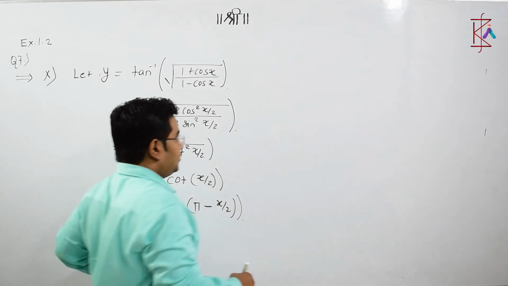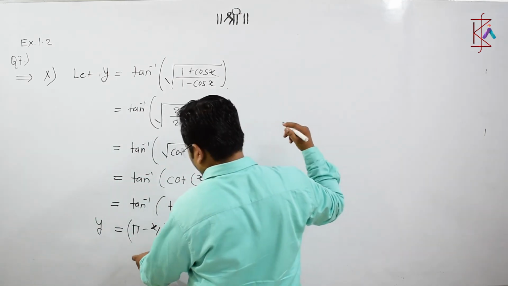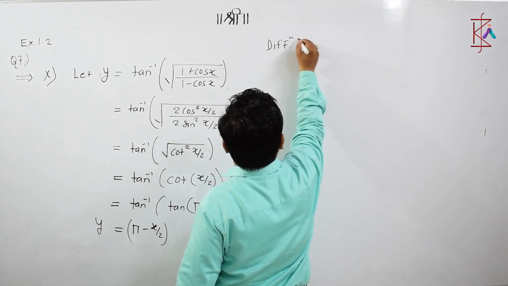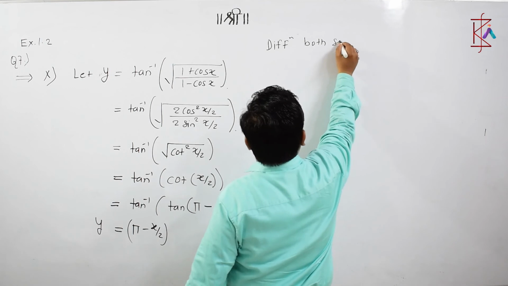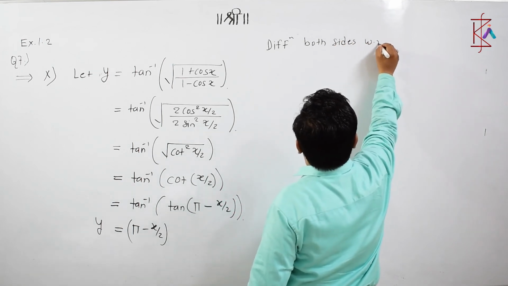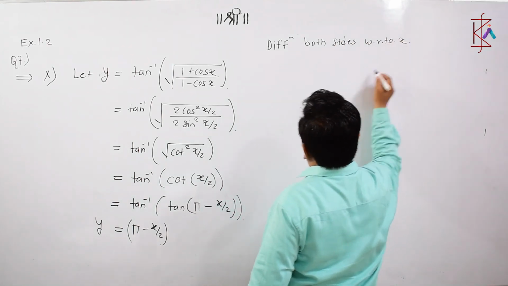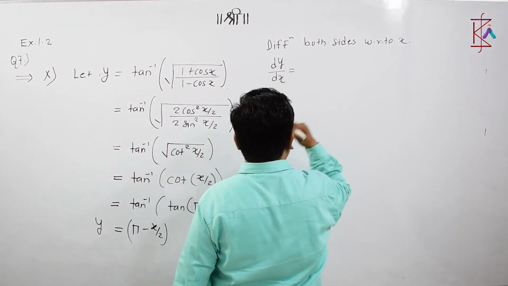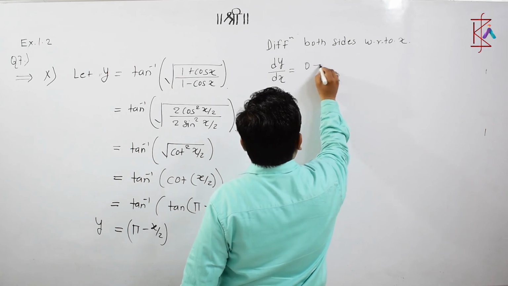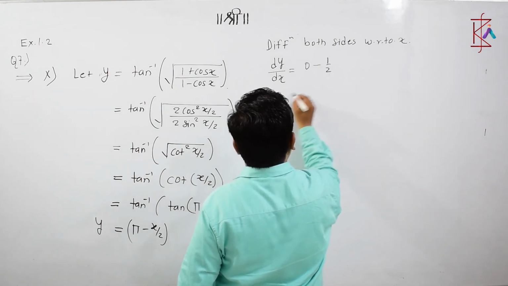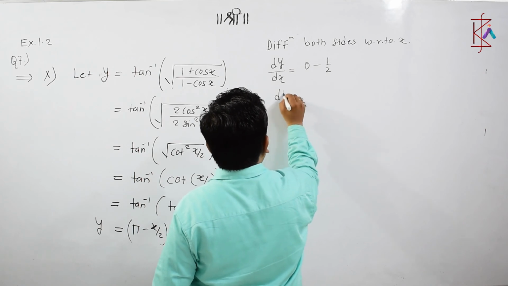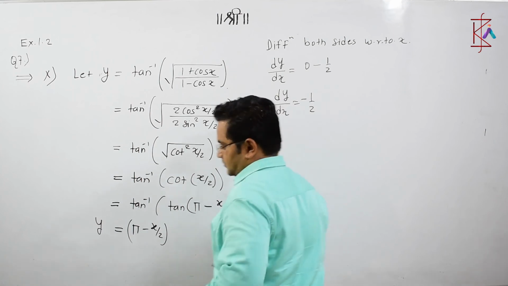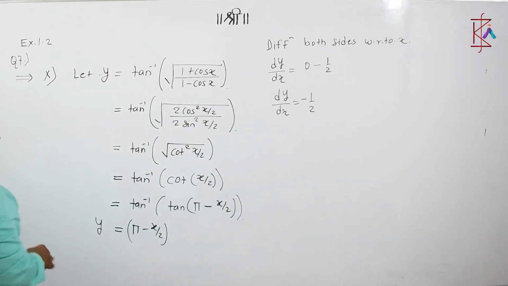Now from here we need to differentiate. Differentiating both sides with respect to x, what will you get? dy upon dx is equal to 0 minus 1 by 2, which is nothing but dy upon dx is equal to minus 1 by 2, the minus sign is there. So this is our simple answer to question number 10.